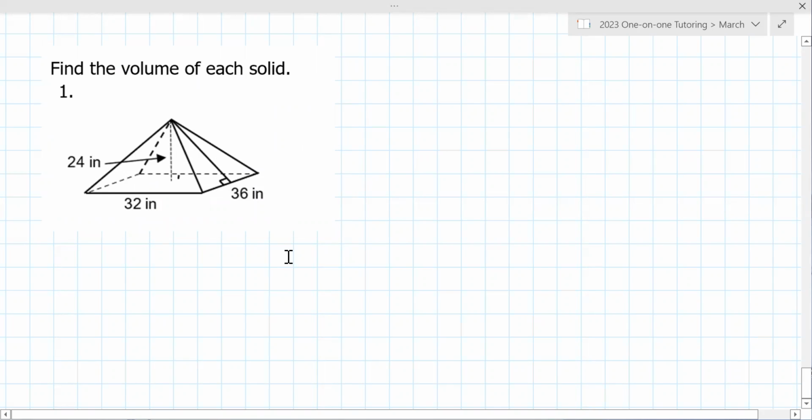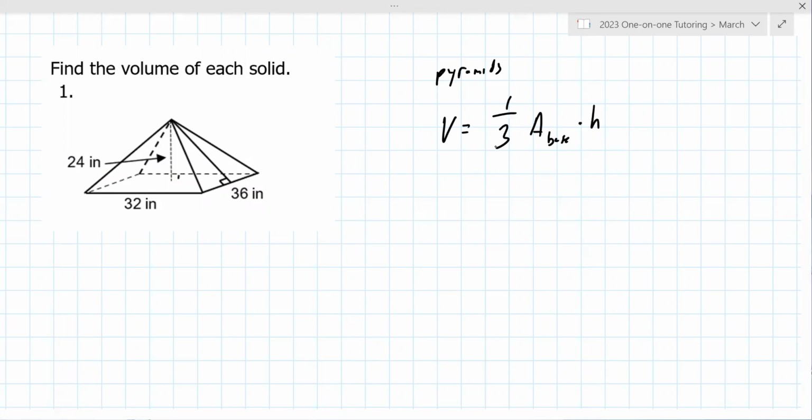So, all right. So the volume of each solid. So pyramids here, kind of an interesting thing. The volume is the area of the base times the height, like we've been doing over and over again, but it's 1/3. Now, why is it 1/3? That's a more involved question.